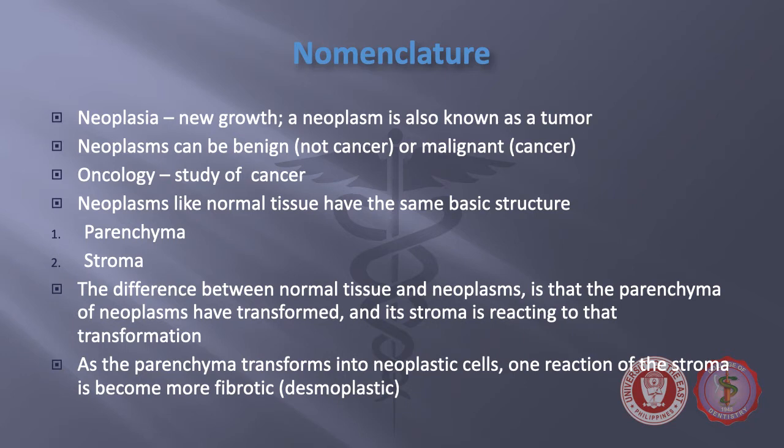It is very important to know that just like normal tissue, from where neoplasms or tumors originate or grow from, tumors have a parenchyma and a supporting stroma. And as the parenchyma transforms into a neoplasm, the stroma becomes fibrotic, or becomes desmoplastic. But there are some tumors that have less fibrosis, and are more fleshy.